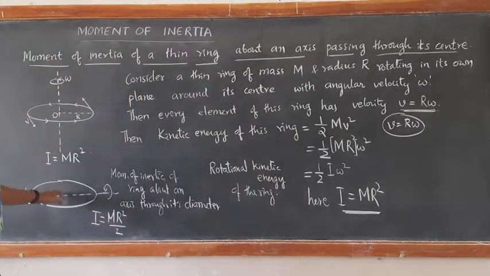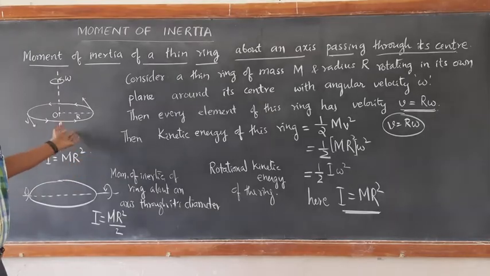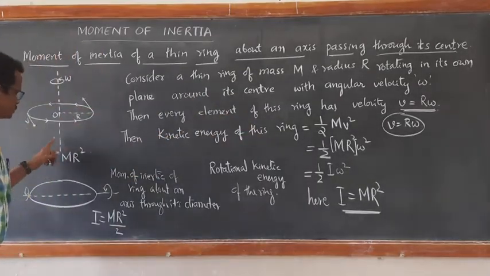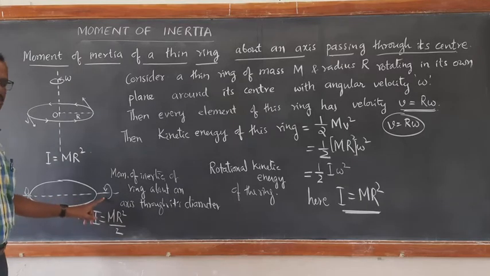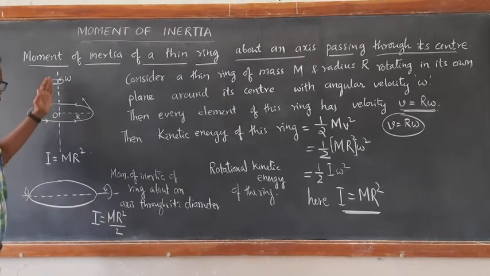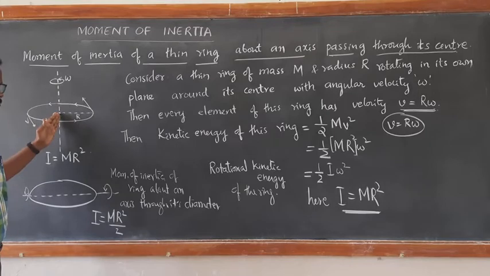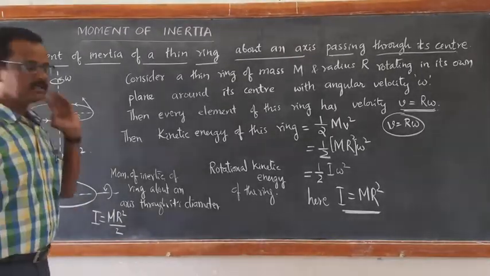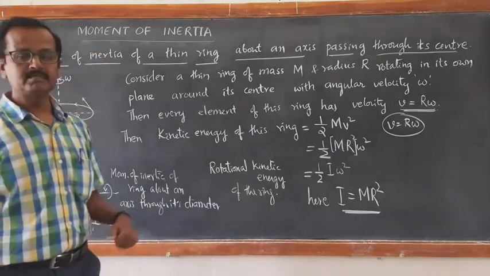So this shows that moment of inertia depends on the distribution of mass about the axis of rotation. It also depends on the orientation and the position of the axis of rotation. If the axis is passing through its center, then it is M r square. If it is passing through its diameter, then it becomes M r square by 2.